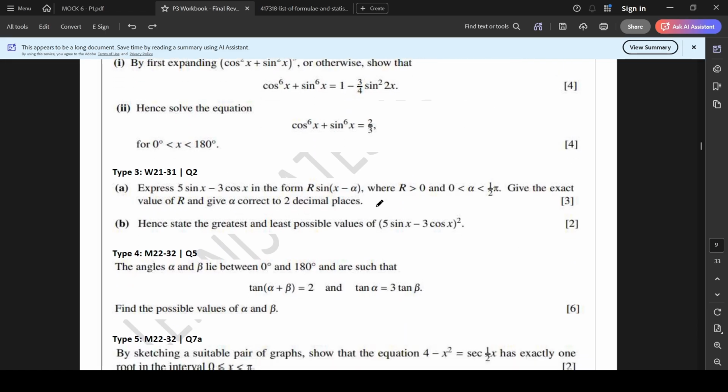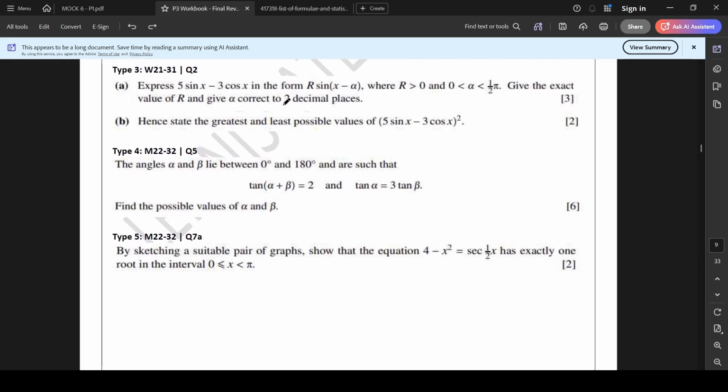So if I show you a question similar to that, over here. If you have this kind of format in part 1, you have already expressed your 5 sin x minus 3 cos x in its harmonic format. And now you're supposed to find the greatest and the least possible value out of this.